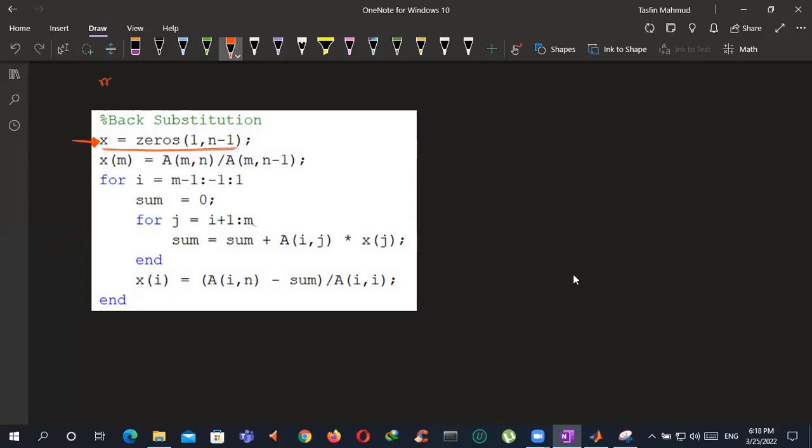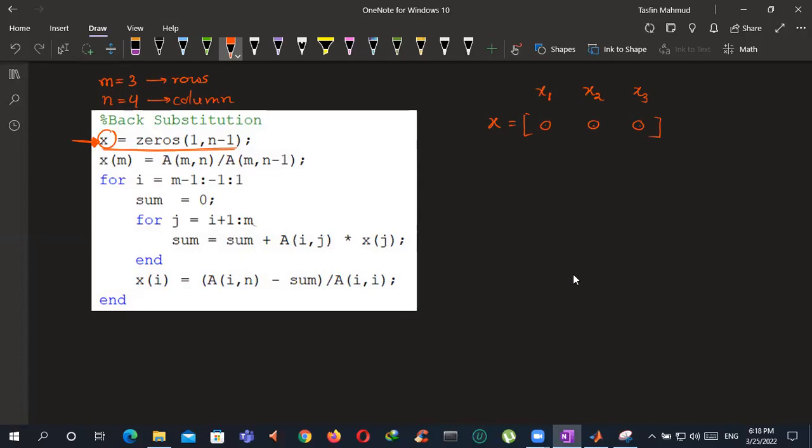By the way, for our case, the value of M was 3, the number of rows, and the value of N was 4, the number of columns. So the X vector would contain the values of x1, x2, and x3. Okay, so we are initializing the X vector with 3 zeros, and then we will update the values. We will calculate x1 here, then x2 here, and x3 here.